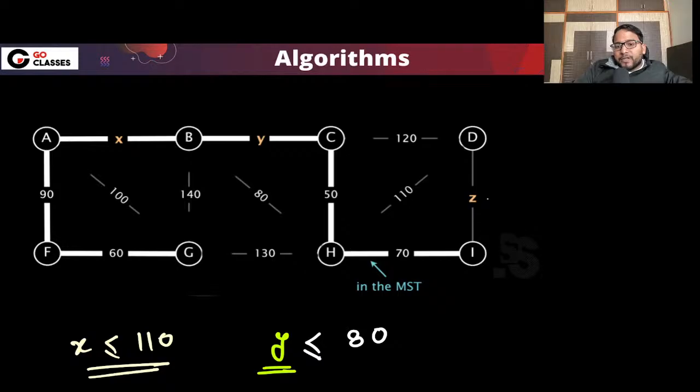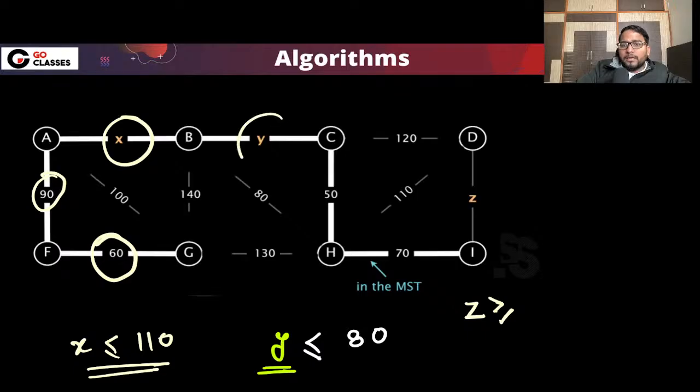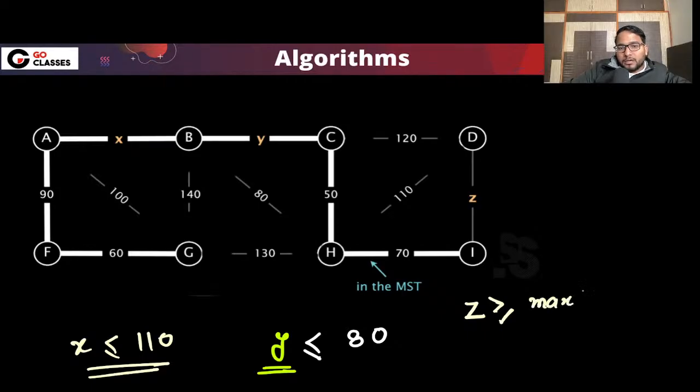Now what about this z? See, this z has not been chosen in Kruskal's yet, which means z must be greater than or equal to whatever has been chosen. So must be greater than or equal to this 90, must be greater than or equal to 60, must be greater than or equal to x, must be greater than or equal to y, must be greater than or equal to 70. So z must be, because z has not been chosen, greater than or equal to 60, 70, 90, 50, x, y, right?